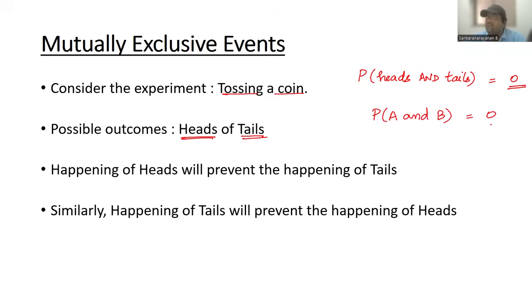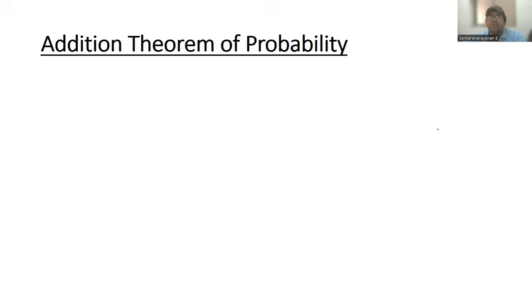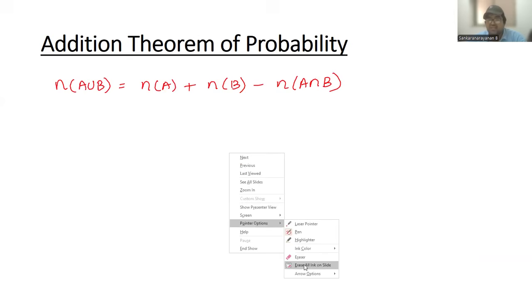Otherwise, if the events are not mutually exclusive, I call those events independent events. Now, it's time for us to talk about the addition theorem of probability. Very simple. I'm sure you all remember from set theory, N of A union B is equal to N of A plus N of B minus N of A intersection B.